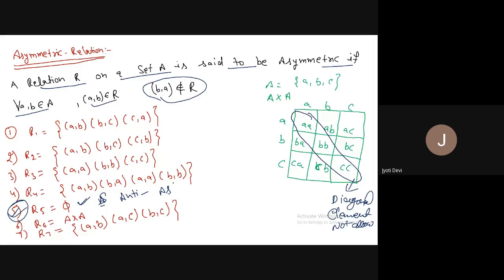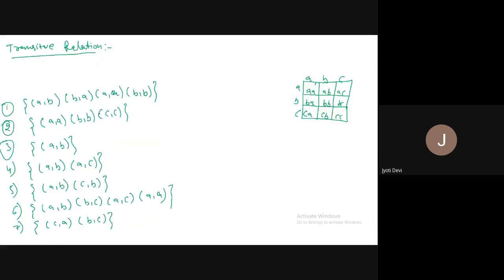Any other which you want from my side? Anyone? No. Okay, then you try yourself. If you're not able to understand, then tell me in the next lecture. Okay, then next is the transitive relation. What do you understand by the transitive relation?